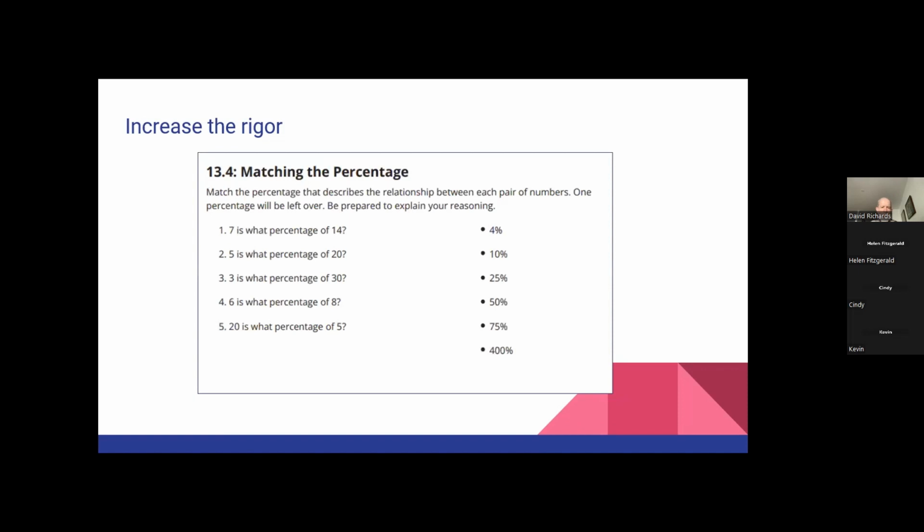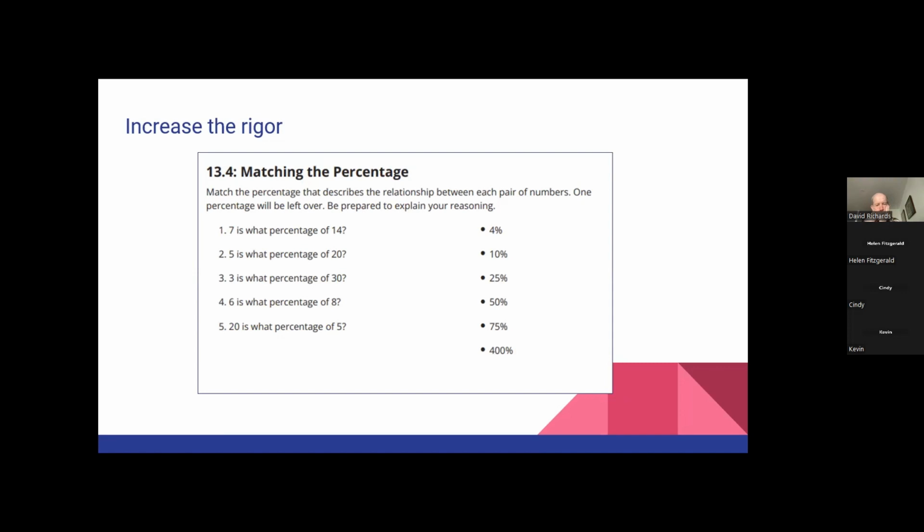And this one is, again, matching the percentage. Match the percentage that describes the relationship between each pair of numbers. 1% will be left over. Be prepared to explain your reasoning. Always getting students to think critically. 7 is what percent of 14, right? Easy. 50%. Oh, what's the relationship?